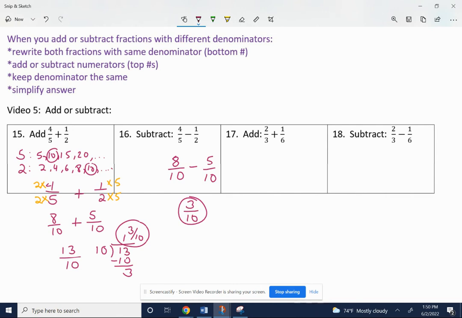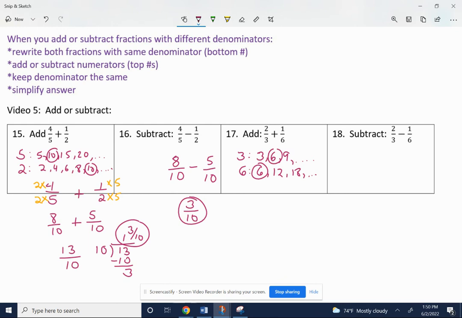Okay, 2/3 plus 1/6. We need to get a common denominator. One way to do it is to count by 3s, count by 6s, and find the first common number you see, which is 6. I know some of you were taught to multiply the denominators to get 18, and that would have worked if you used a common denominator of 18. You would just have had to do some extra reducing at the end.